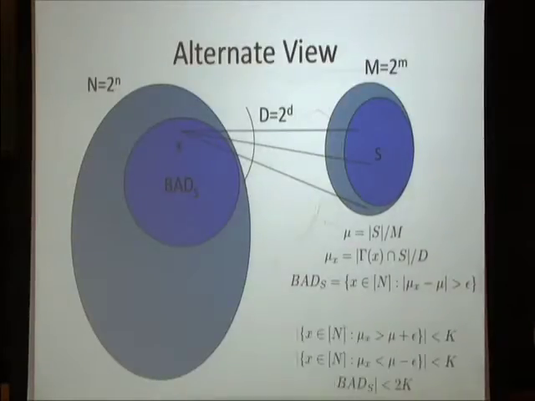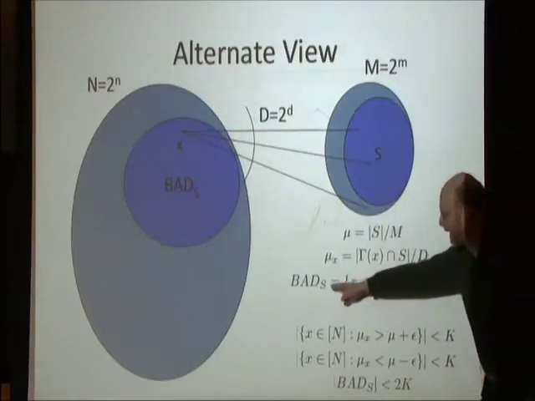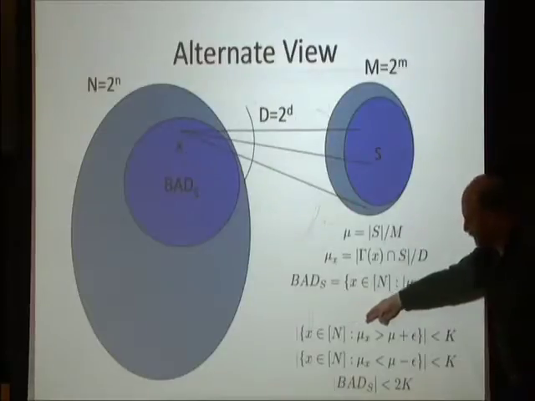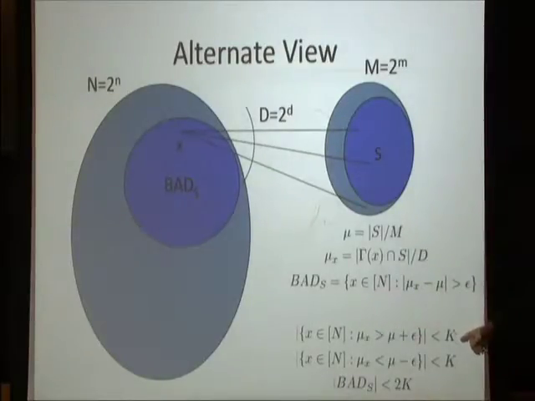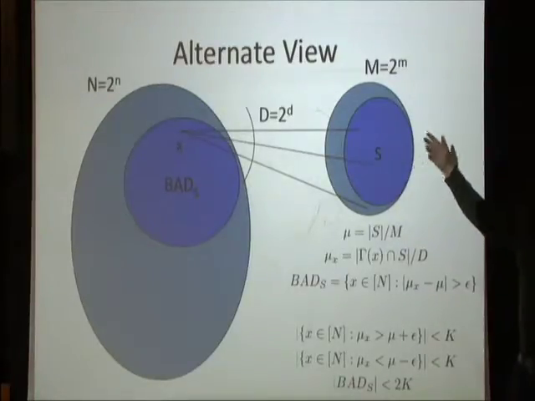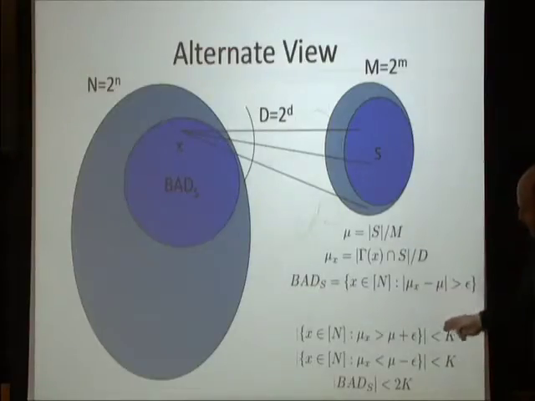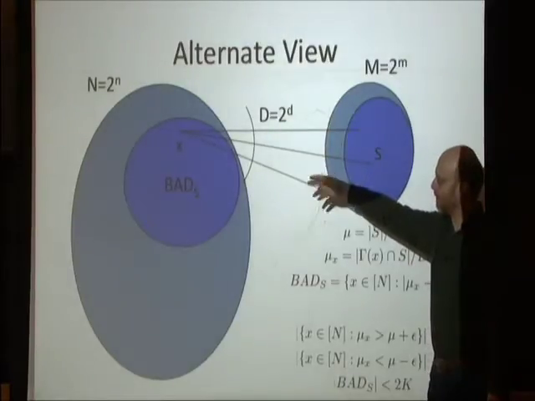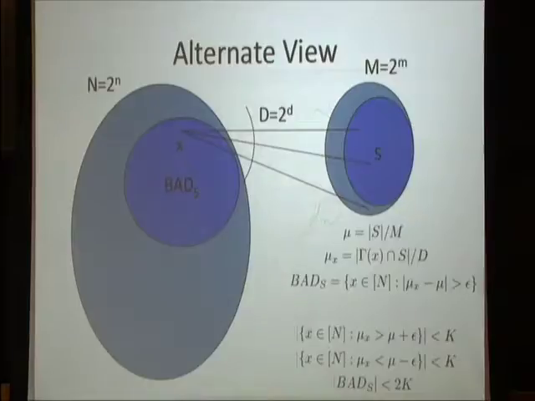By the extractor definition, bad S has two parts, those which overestimate and those which underestimate. By the definition of extractors, those which overestimate have size less than k. Because if this had size at least k, we could pick a random element from this set and take a random neighbor, and that would overestimate by more than epsilon, contradicting that the distribution is epsilon close to uniform. So this has size less than k, and this has size less than k. So bad S has size less than 2k. So this is a view: for any set S, at most 2k vertices on the left are bad, give bad estimates.